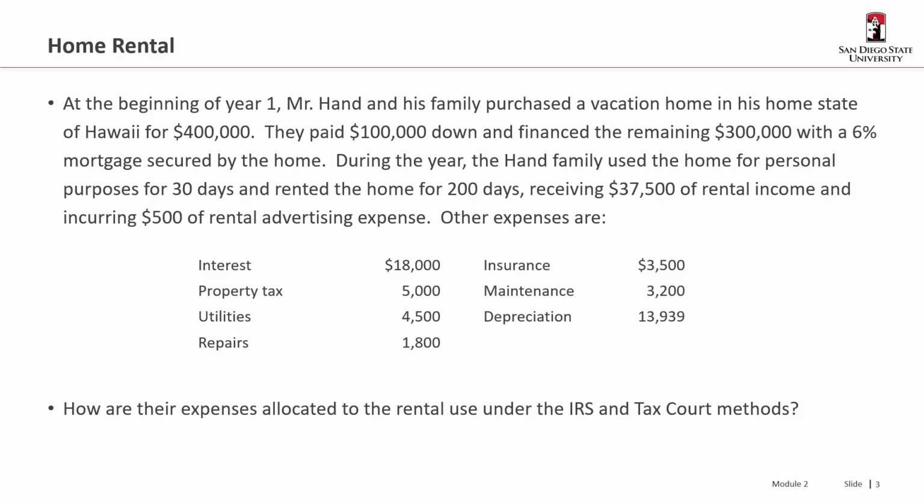And then here are the other expenses that were incurred by Mr. Hand. So some interest, taxes, utilities, repairs, kind of the run-of-the-mill, and depreciation. And so let's go ahead and try to allocate those expenses using first the IRS method, which considers only rental and personal days, and then the tax court method, which considers all days.